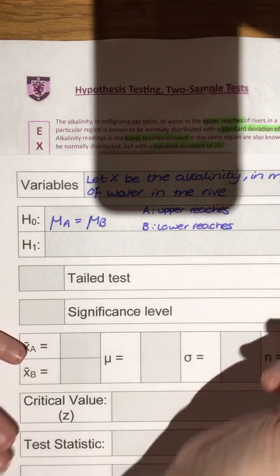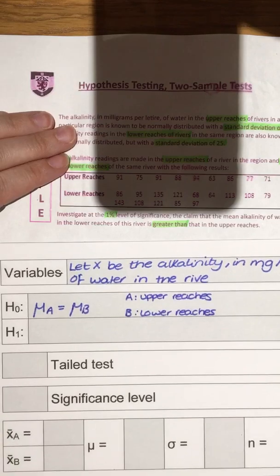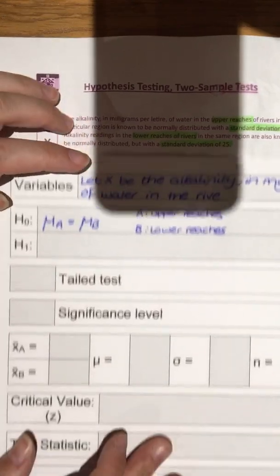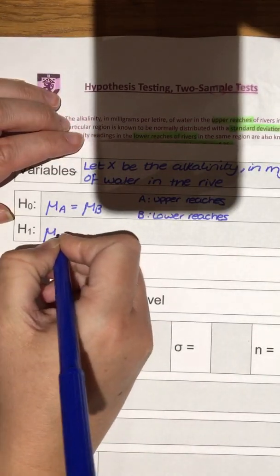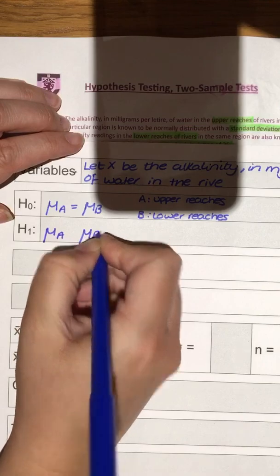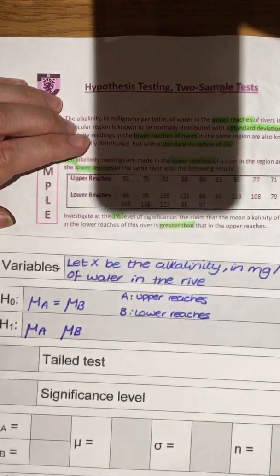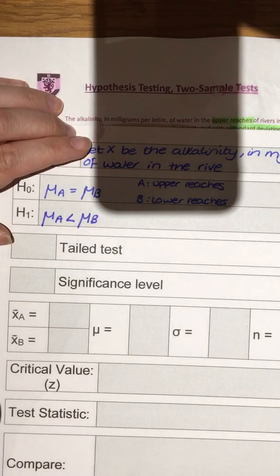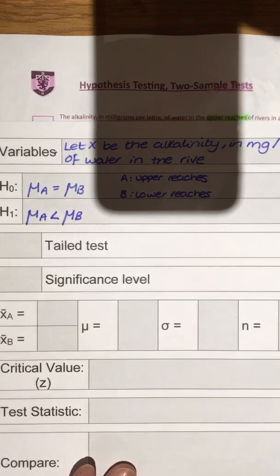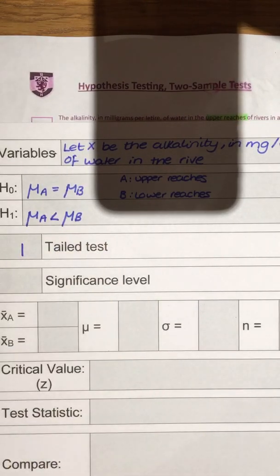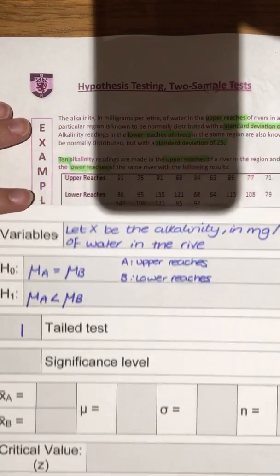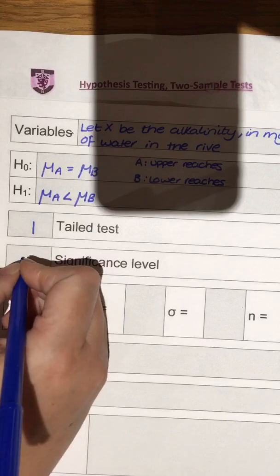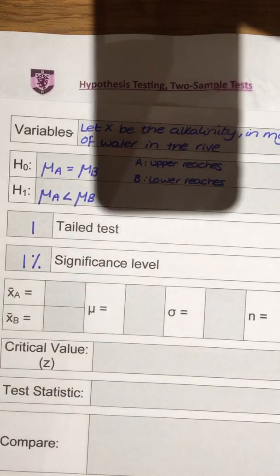That's my context. Then the bit we highlighted at the end said that we're investigating that the lower reaches is greater than the upper reaches. So that needs to be my hypothesis, is that my lower needs to be greater than my upper, so it needs to be that way round. Now, as with all the other hypothesis tests we've been doing, that makes it a one-tailed test because it's a less than question. We're only looking at the left hand side, and it also tells me in the question it is a 1% significance level. That's obviously really important because it's not the usual 5%.